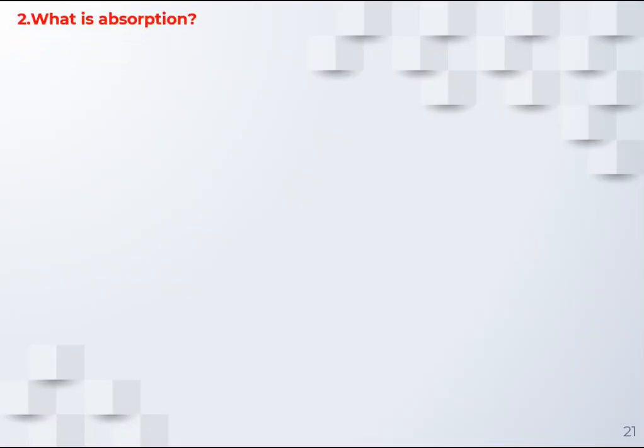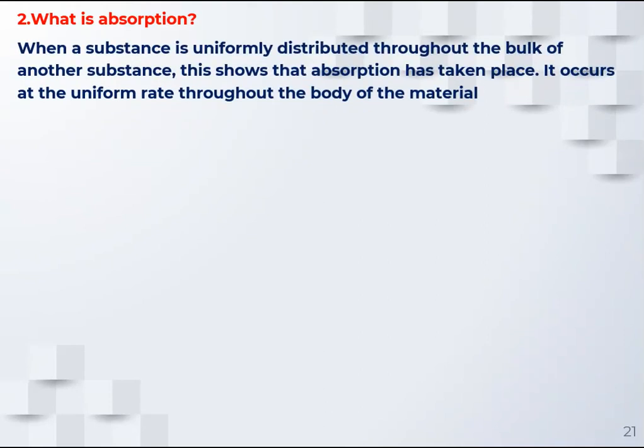Then second question, what is absorption? When a substance is uniformly distributed throughout the bulk of another substance, this shows that absorption has taken place. It occurs at a uniform rate throughout the body of the material.